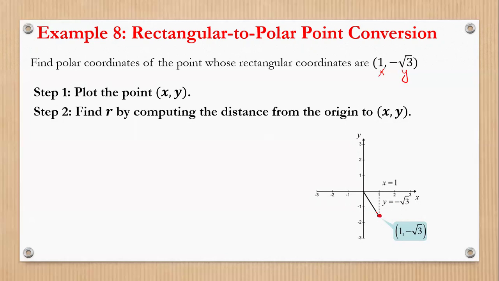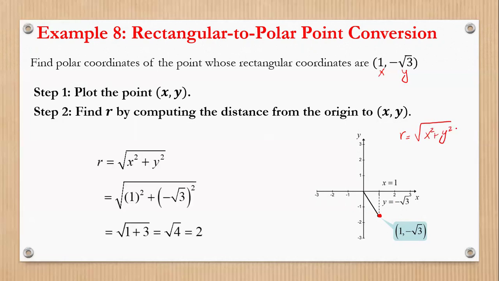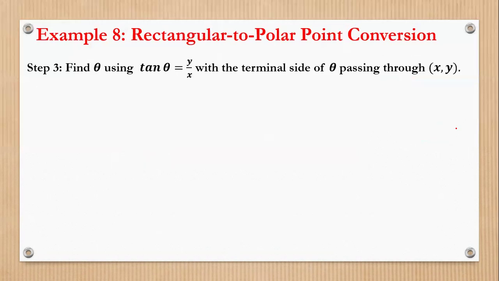Okay, so now I want to find r by using the formula. r is equal to the square root of x squared plus y squared, and replace the x by 1 and replace the y by -√3. 1 squared is just 1, root 3 squared is just 3, and 1 plus 3 is 4, and the square root of 4 is 2. So we found r. Now is step 3, we need to find theta. And how do we find theta? By using the tangent of theta, which is equal to y over x. So y is negative root 3, x is 1. So the tangent of theta should be equal to negative root 3 over 1, which is negative root 3.